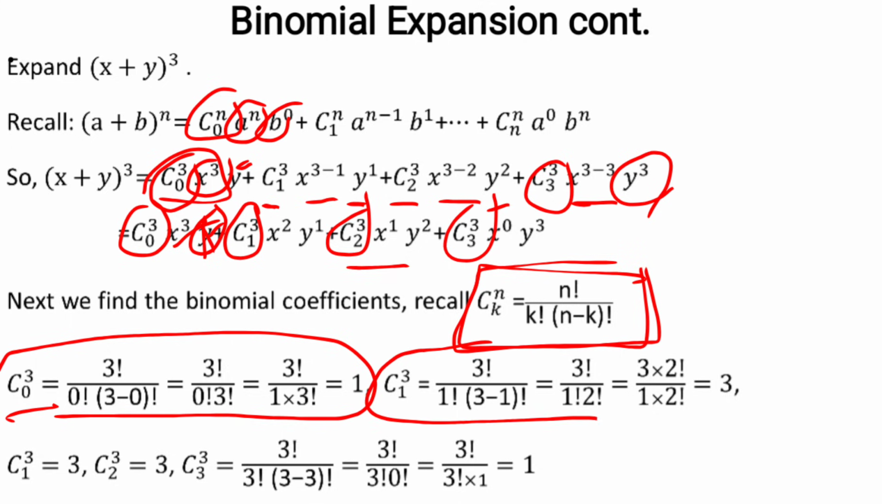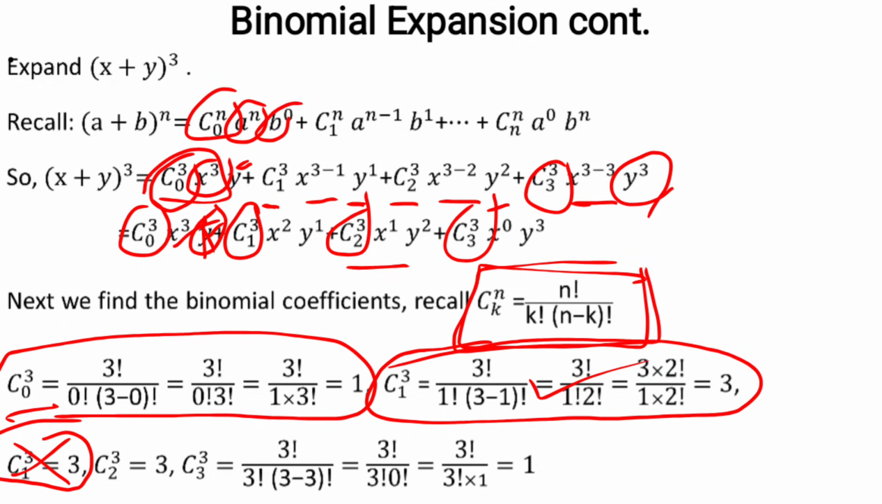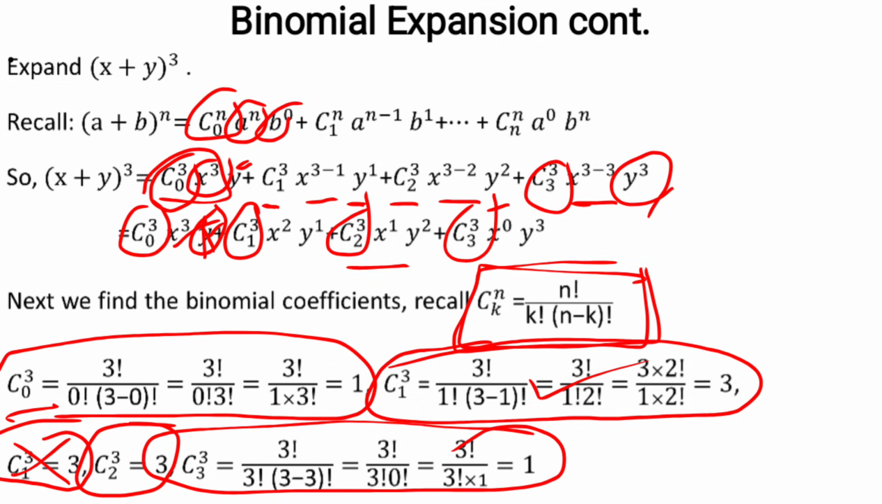3 combination 1, answer solved here, which is 3. And 3 combination 1, you know how to solve that. Oh, this is repeated. I repeated it here, solved. So 3 combination 2 is also 3. You can check that and solve it yourself. And 3 combination 3 is 1. So all 4 of them have been computed.